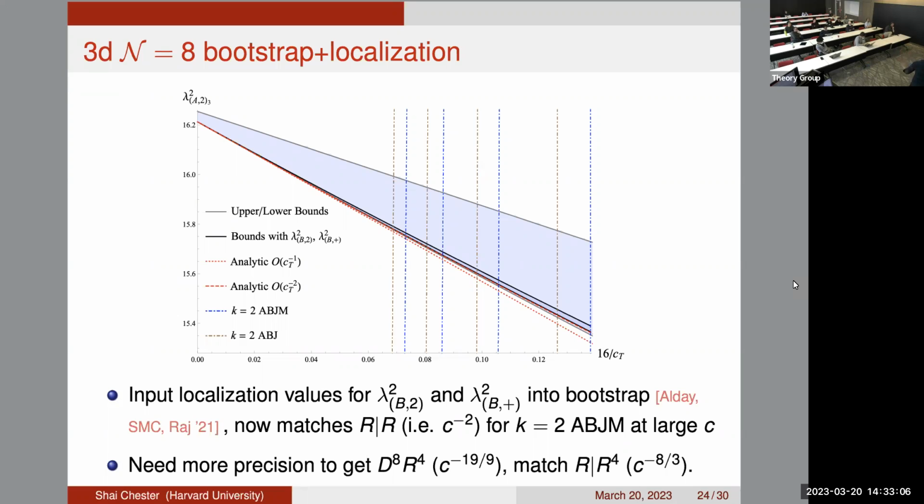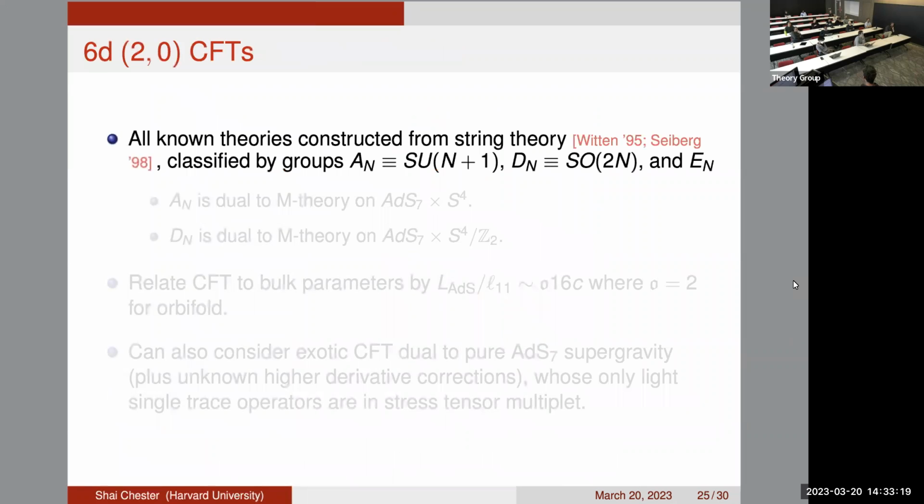It would also be nice to make the window between the upper and lower bound even smaller. It's pretty small already, but there are further localization constraints we haven't yet input, and hopefully after putting them in, that window itself will shrink, so then it should be a totally rigorous prediction. So that concludes 3D. Now we'll move on to the last case, 6D.